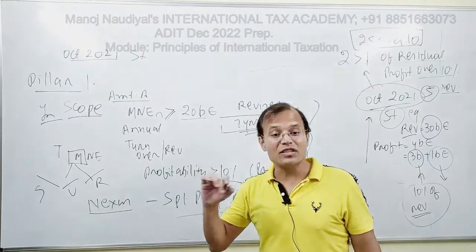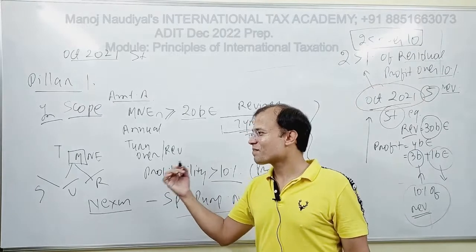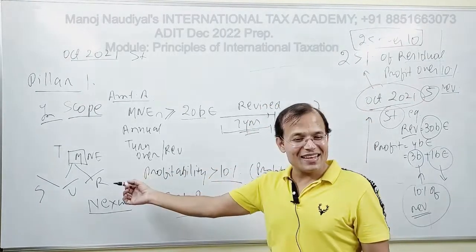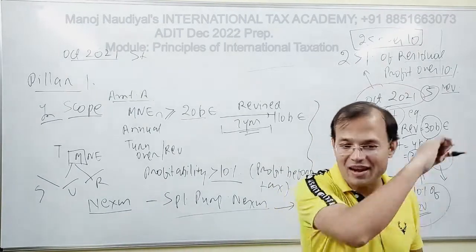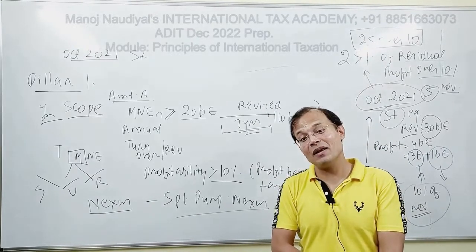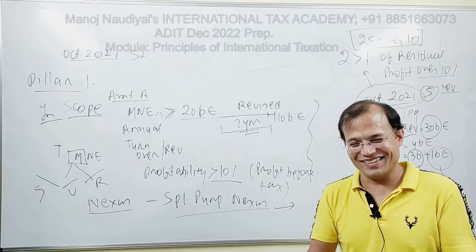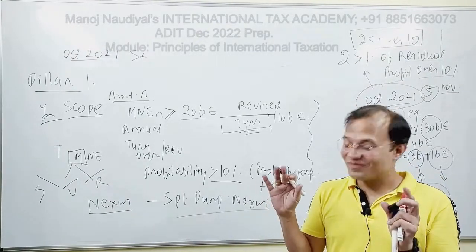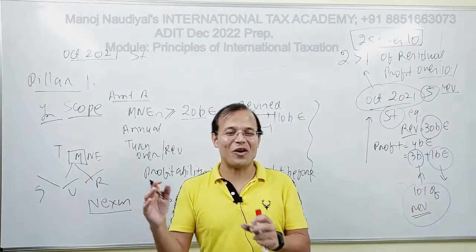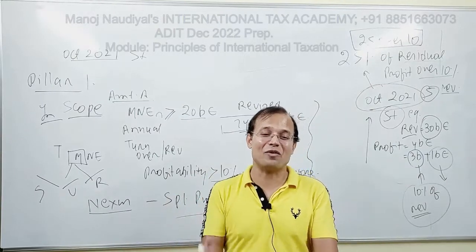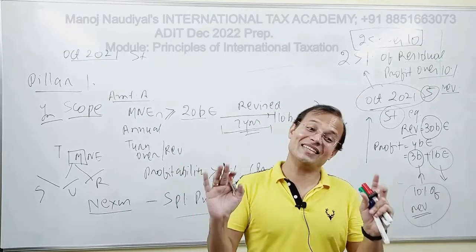As per special purpose nexus, that market-based jurisdiction in which the in-scope MNE has a minimum of 1 million euro of sale. Minimum 1 million euro sale. So this special purpose nexus is also dependent upon sales. Get your point? They're not able to find anything concrete or substantially different from revenue. So they have created a nexus which is dependent upon sales, and they have rechristened it by saying that this is a special purpose nexus.